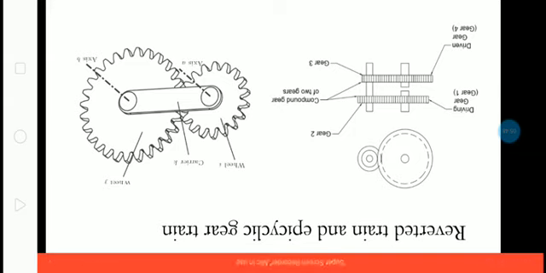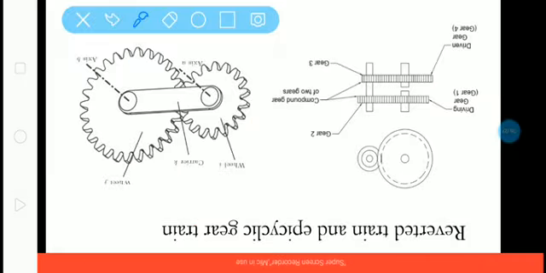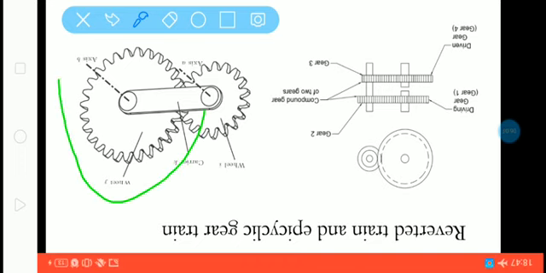Wheel I will rotate about its center, and also the axis A, that is the axis of wheel I, will rotate about B. That axis is moving. So such types of gears are called epicyclic gear train. Clear?